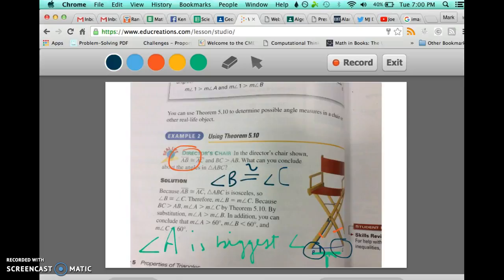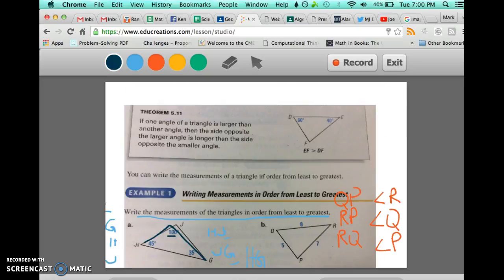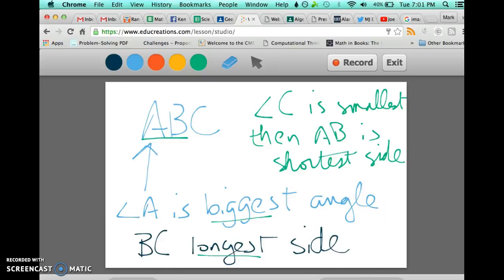Let's look at example 1. So, if I'm going to erase all these marks, what we have here is, first of all, we have the theorem. What is the triangle inequality? Well, part of it is listed in theorem 511 right there. It states that if one angle of a triangle is larger than another angle, then the side opposite the larger angle is longer than the side opposite the smaller angle. What the heck are we trying to say there? Well, let me show you.